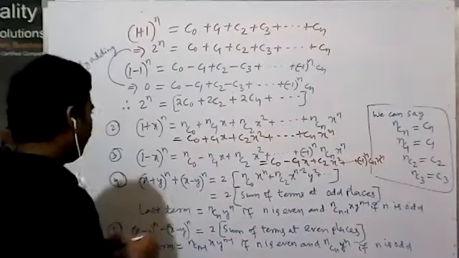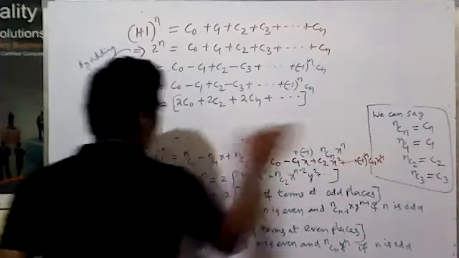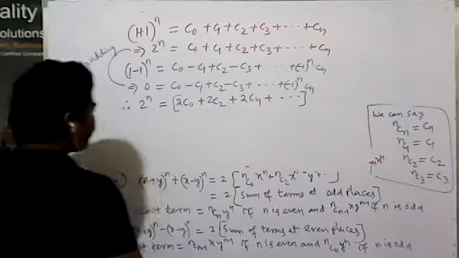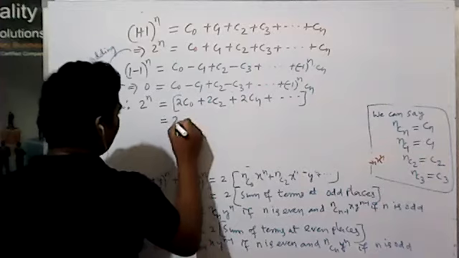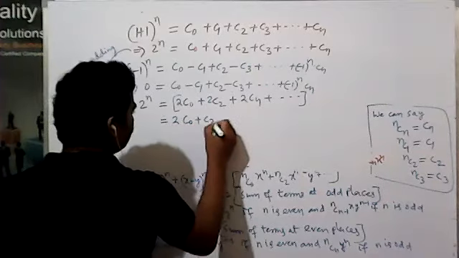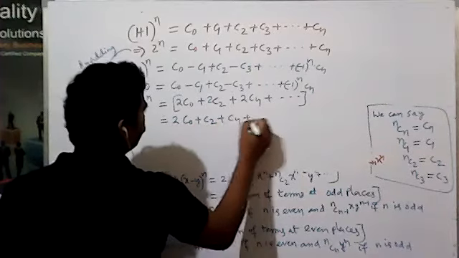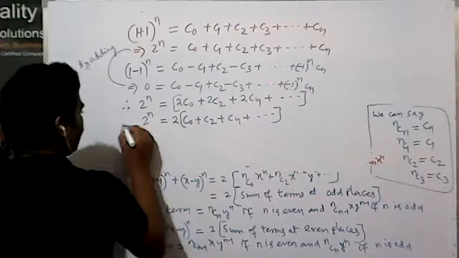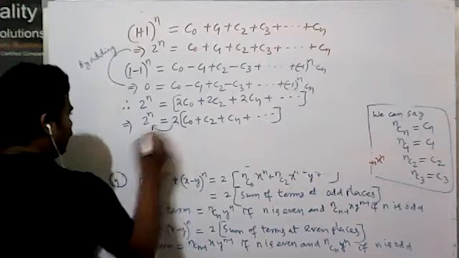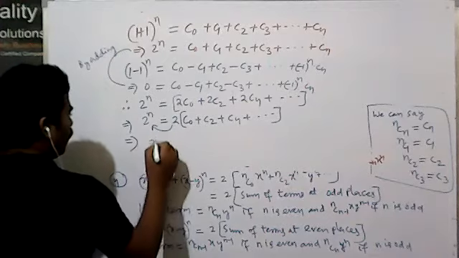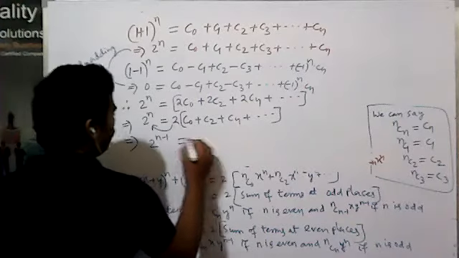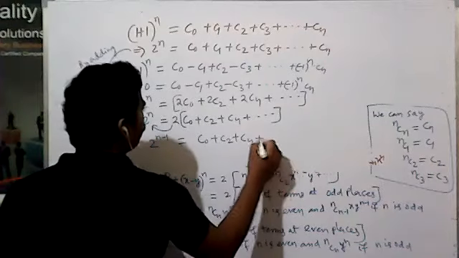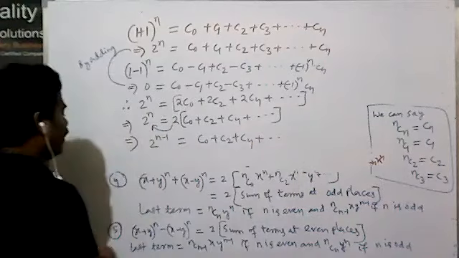That's why the value of the expansion will come twice of C0, C2, C4, dot dot dot. It means 2 to the power n, this 2 comes this side also. So 2 to the power n minus 1 is equal to C0, C2, C4, dot dot dot, the value will come.